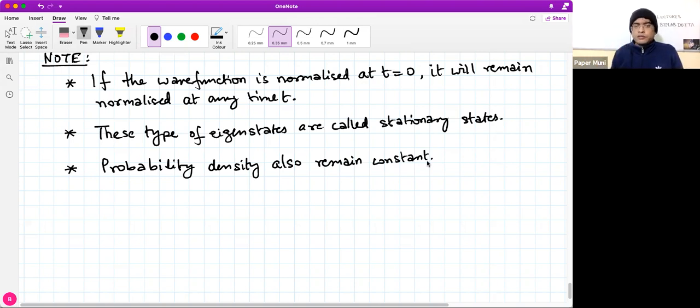So probability density also remains constant. These are known as stationary states. All right.